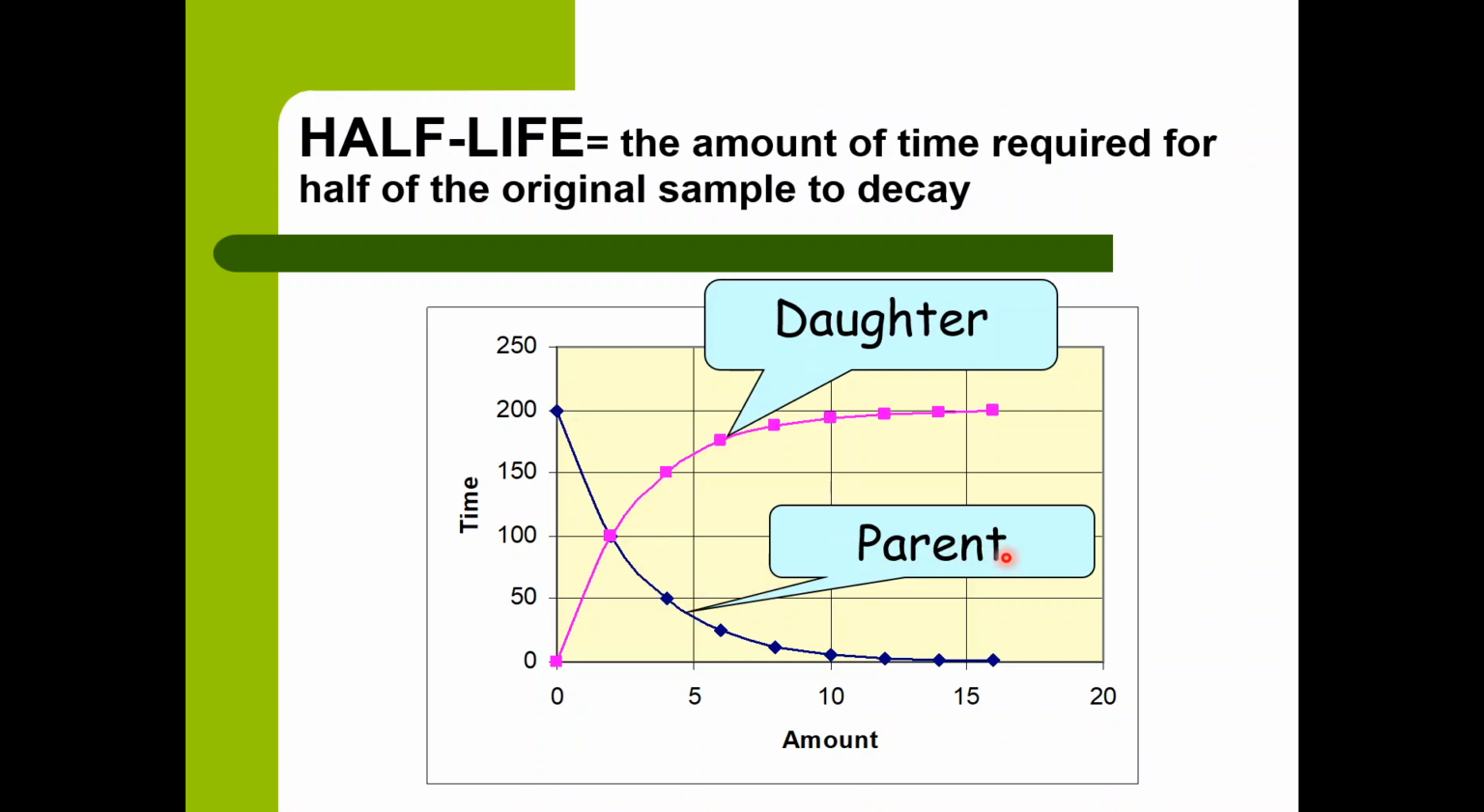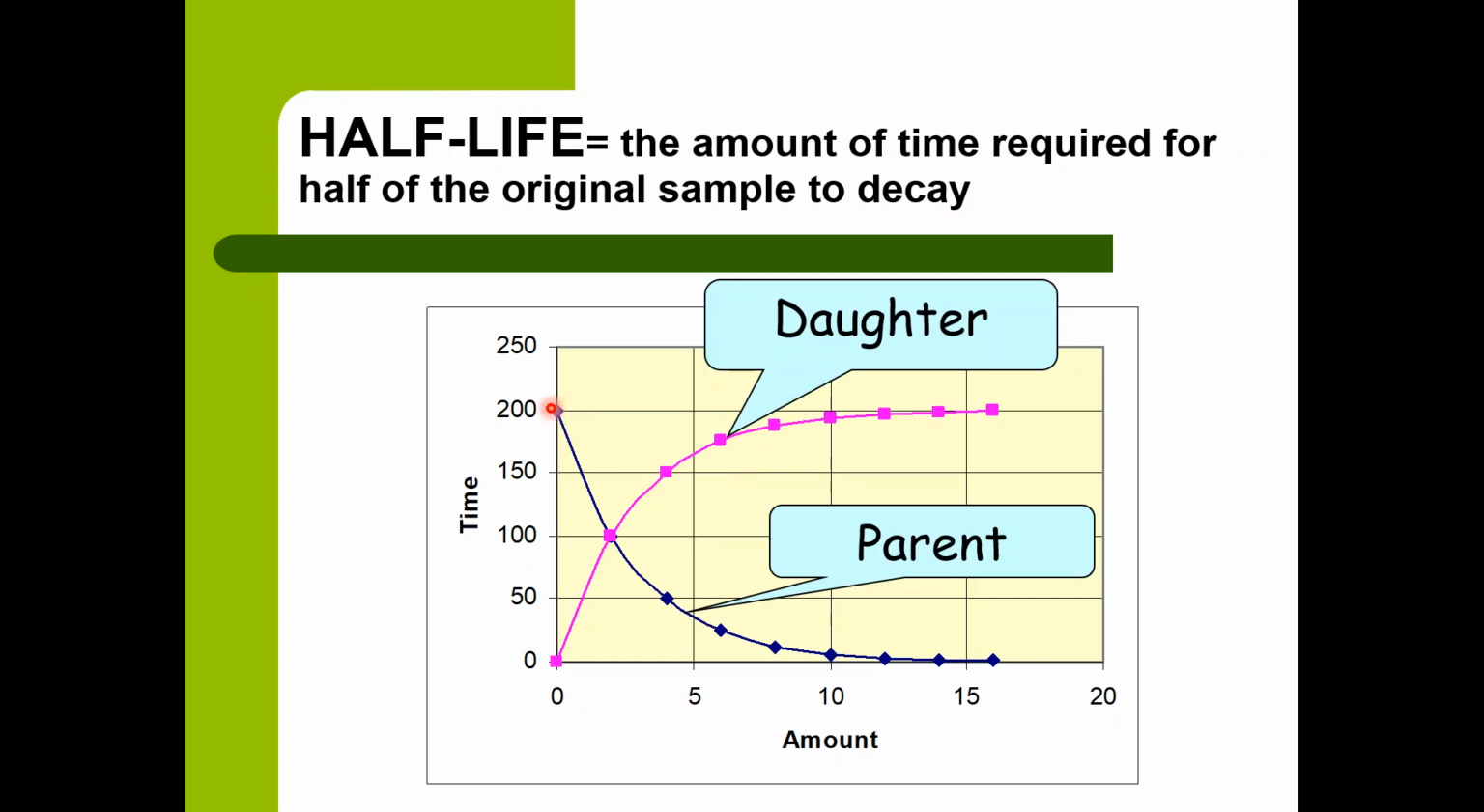The parent is the word we use for the original sample, and the daughter is the word we use for what comes from the original sample, what it changes into. And it makes sense because daughters come from parents. I should know, I have a child right now. A little girl, a little cutie. And it's cool to see here that these two graphs are inverses of each other.